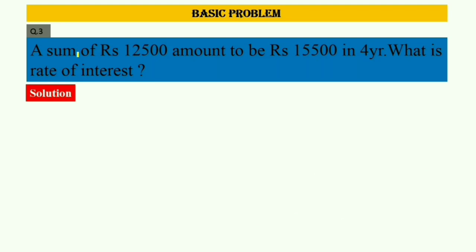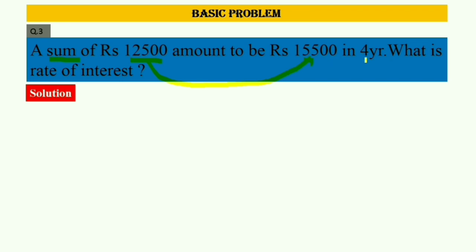Now we will move towards the third problem. A sum of rupees 12,500 amounts to rupees 15,500 in 4 years. What is the rate of interest? So here direct interest is not given. Firstly, the sum, that is the principal, is given, that is 12,500, and the amount is given. Amount means the principal plus interest. So firstly he had borrowed 12,500 from the bank or any agent.